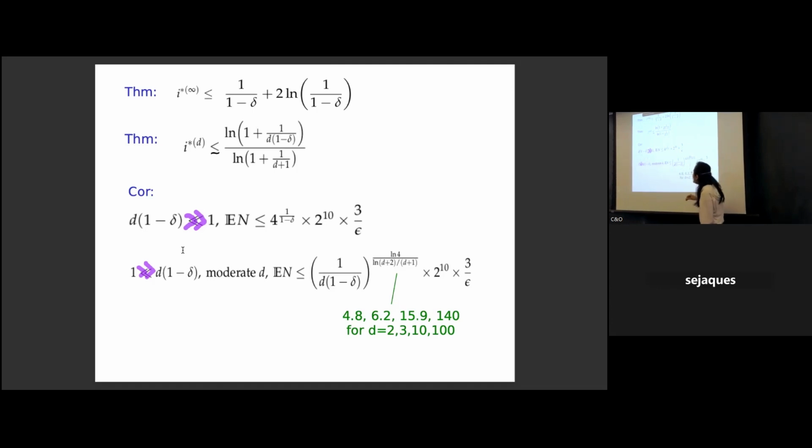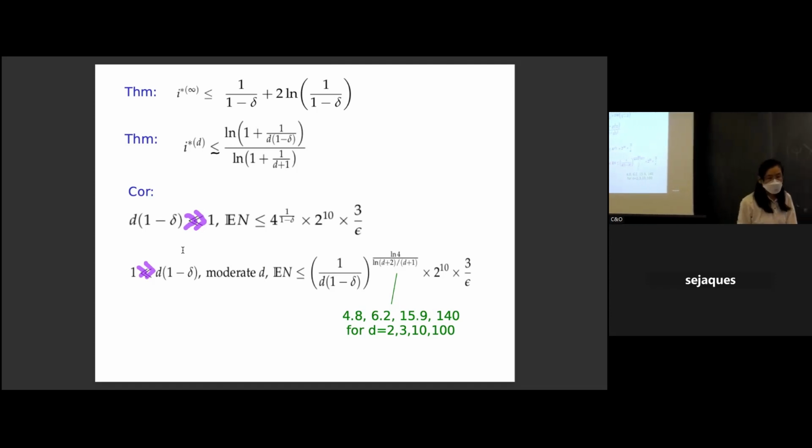Which gives us these two results: if we have very large dimension, then the expected sample complexity is exponentially more, over 1 minus delta, times this factor that has the middle noise here and the low noise here, the one of these two numbers together.